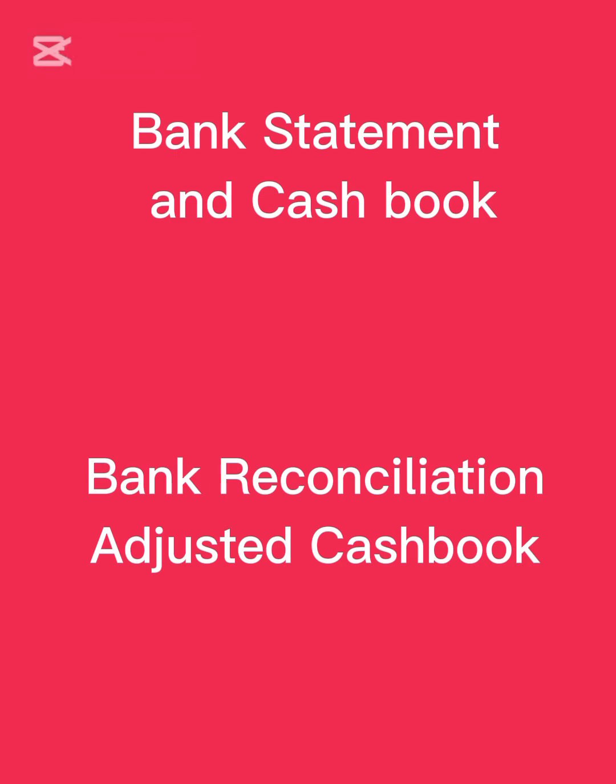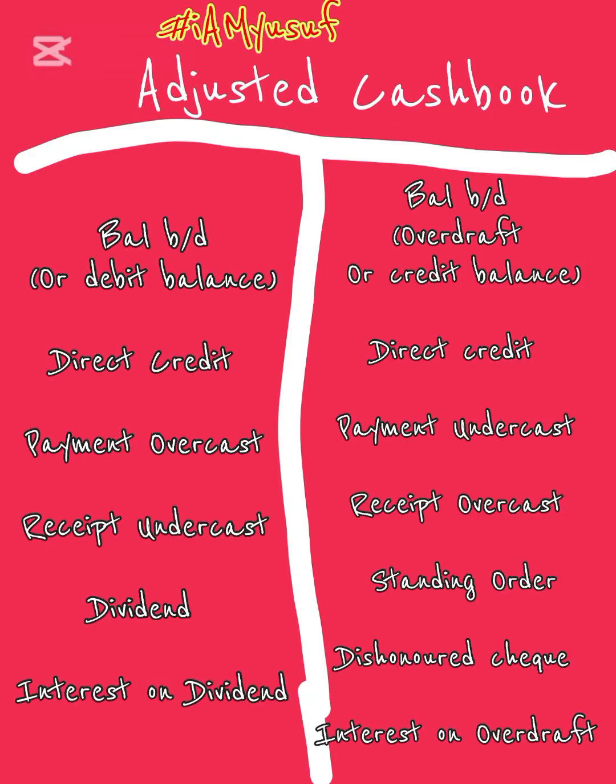To make sure both are correct, you adjust your cash book. That's the first step, preparing what is called the adjusted cash book. Then you reconcile the bank statement with your cash book, which is called the bank reconciliation statement, to have the same record and the same amount. Anyway, let me show you the format of the bank reconciliation statement and the adjusted cash book. Stay tuned.